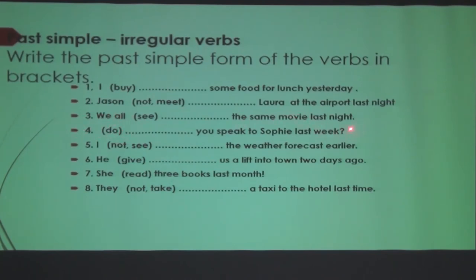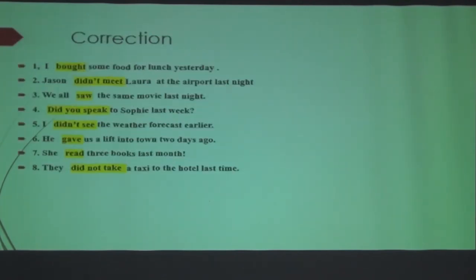So if we have, for example, a question mark, look here, we have a question mark, so it's the interrogative. If you have not, it's the negative form. If you don't have not, you don't have a question mark, it's the affirmative. So for the first one, bought. For the second one, we have didn't meet. I'm going to read only the verbs for you. For the third one, we have saw, simple past of see. For number four, we have did you speak? Number five, didn't see. Number six, gave. Number seven, read. We don't say read, but we say read. For number eight, we have did not take or didn't take, as you like.